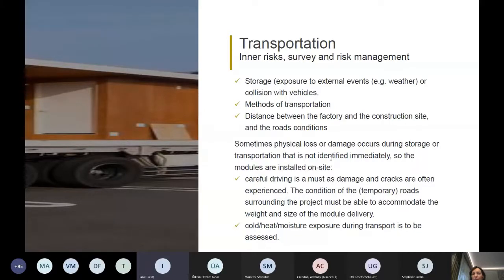The storage is rather important, where the modules are stored when they are transported from the factory to the site. Also, what should be underlined is that sometimes a physical loss could occur during storage or transportation, and if it is not identified immediately, and in most cases it is not identified, the modules are installed on site. Then, while repairing the damage, we need to go back to the factory to change and reinstate the damaged part, and then transport the module back to the construction site.